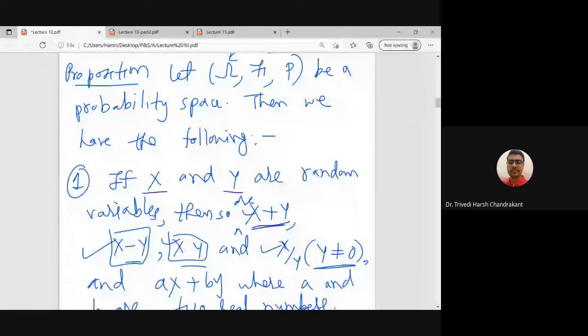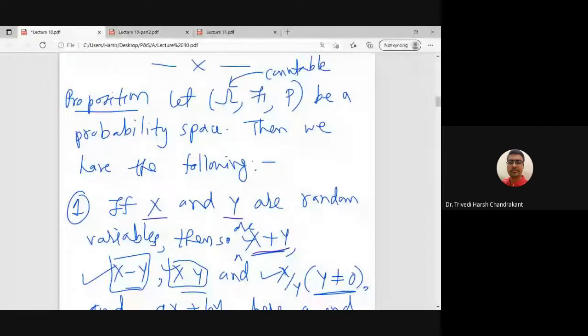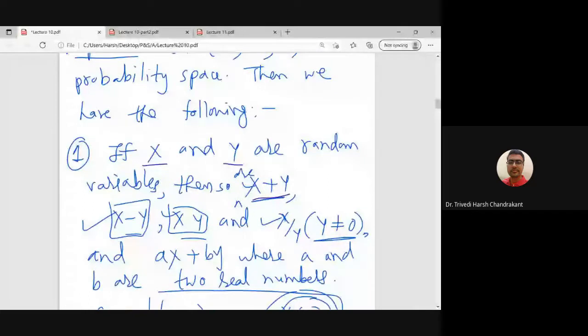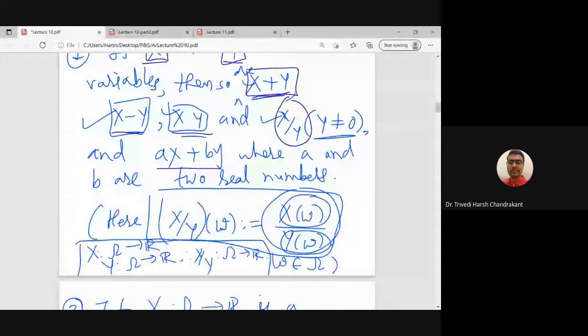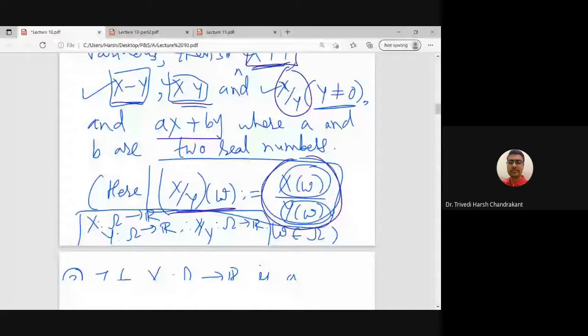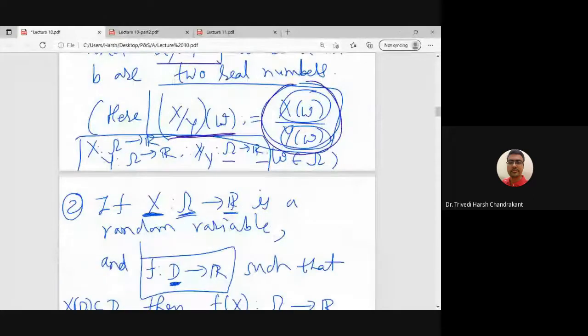We have the sample space, which is a countable set. Whenever we have a probability space, we have these properties. Whenever we have two random variables, then pointwise addition, subtraction, multiplication, and division are also random variables. For example, the quotient function, we can define the way we define it in calculus or school mathematics. That is also a function from the sample space to the set of real numbers, so it is also a random variable. X quotient y is a random variable if x and y are random variables. These are examples using which we can construct more random variables.